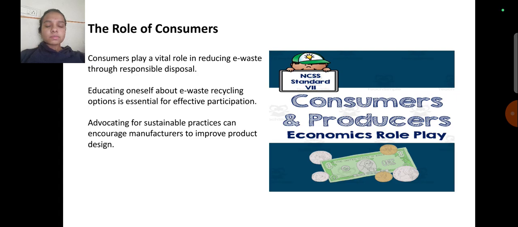And next, advocating for sustainable practices can encourage manufacturers to improve product design. You can see the consumers and producers economic role in this picture. This is how consumers play a vital role in reducing e-waste.